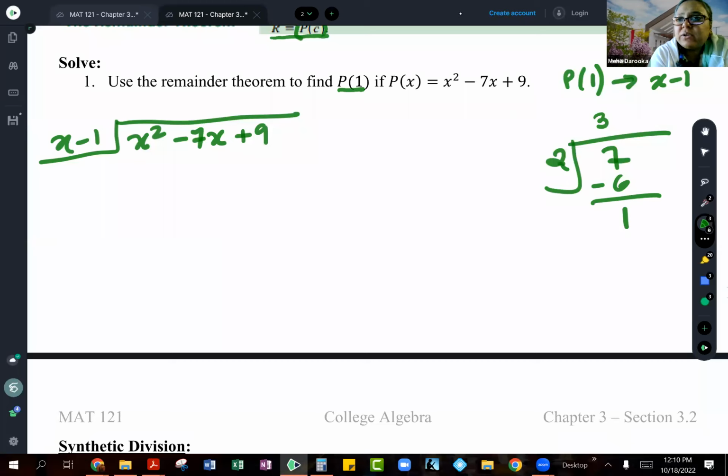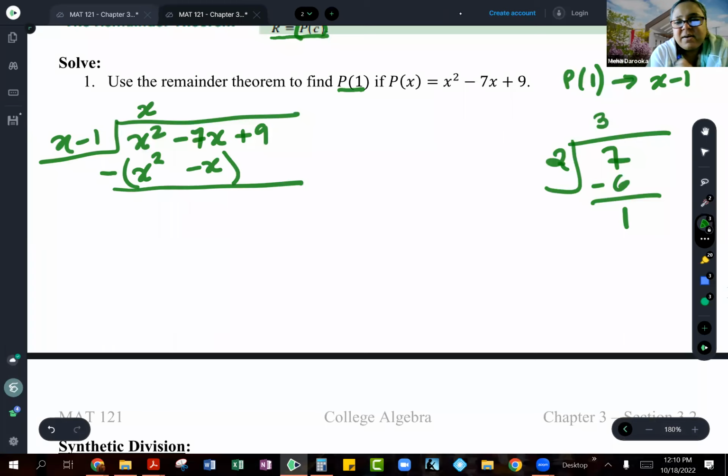So how can we get close to x squared in this case? Since I have a single x in my divisor over here, I just need one more x in my quotient. So when I multiply, I will get x times x, which will give me x squared. Then I will multiply my -1 with the x also. So -1 times x will give me -x. And then I'm going to subtract this from my dividend.